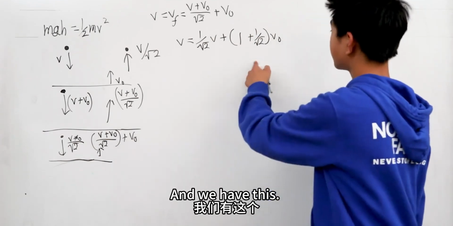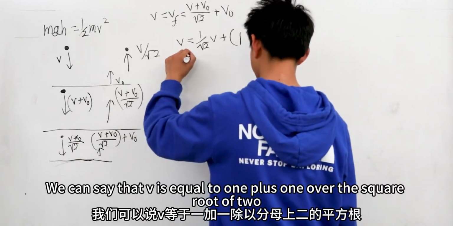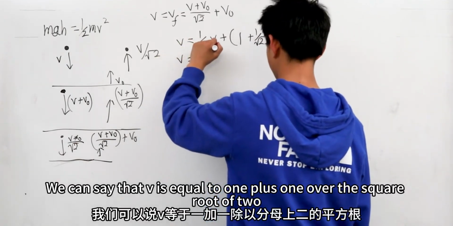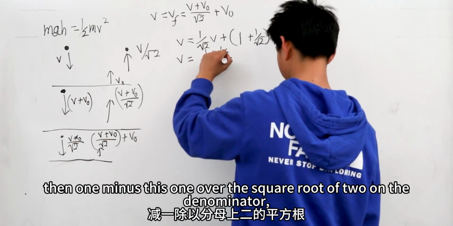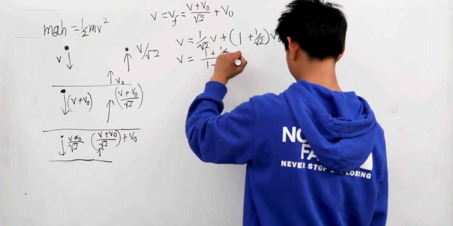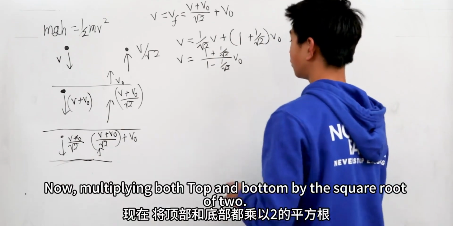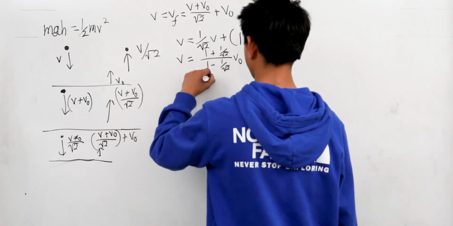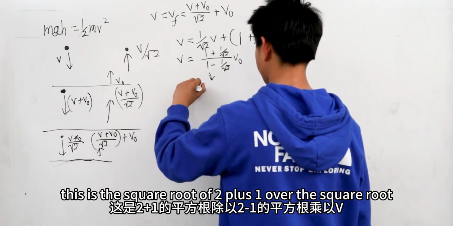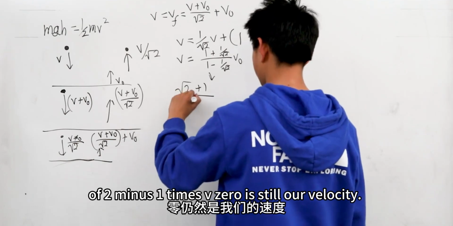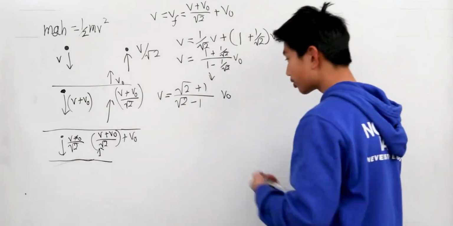And we have this, and what we really want to find is this important part. So we can say that v is equal to 1 plus 1 over the square root of 2 in the numerator, and 1 minus 1 over the square root of 2 in the denominator, then multiplied by v0. Now, multiplying both top and bottom by the square root of 2, this just yields the square root of 2 plus 1 over the square root of 2 minus 1, times v0, is still our velocity. So we have this.